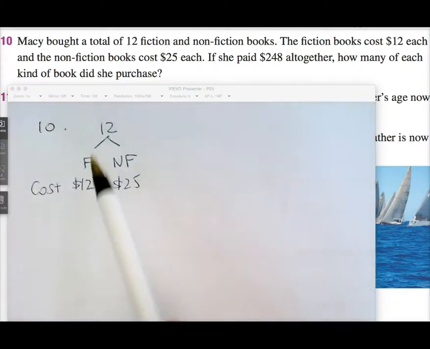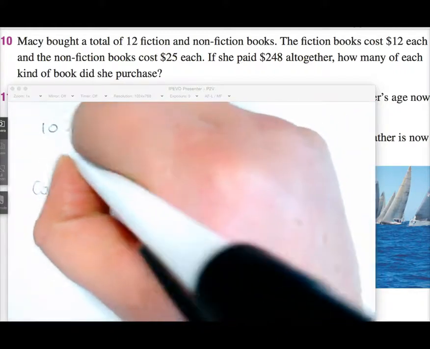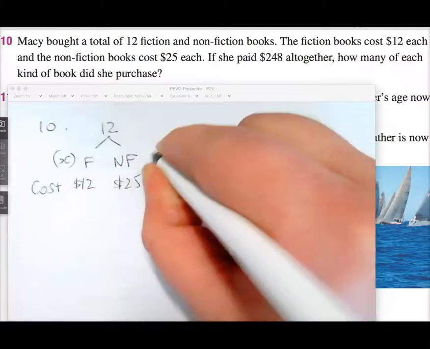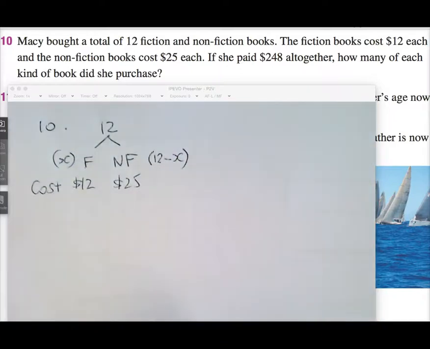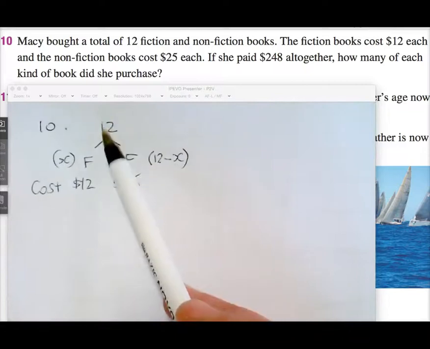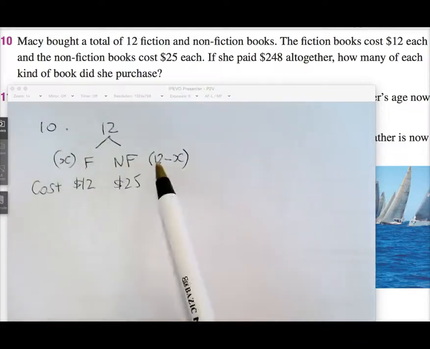Now, as I was saying before, if you've got 3 fiction, you've got 9 non-fiction. If you've got 5 fiction, you've got 7 non-fiction. If you've got X fiction, you've got 12 minus whatever X is of non-fiction. So here we've got all the information. 12 books. If you've got X fiction, non-fiction is 12 minus X.